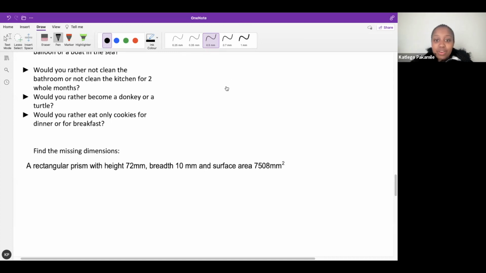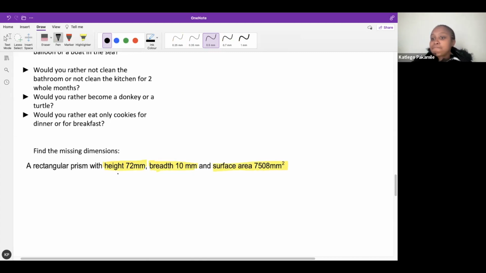Robin, that would be correct. So the only dimension we don't have is the length, and we have been given the surface area. Let me highlight the information that we've been given. That's the surface area, that's the breadth, and that's the height.